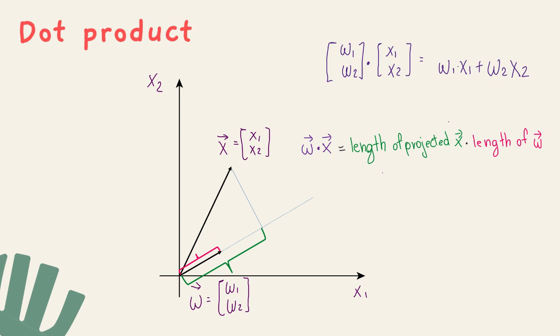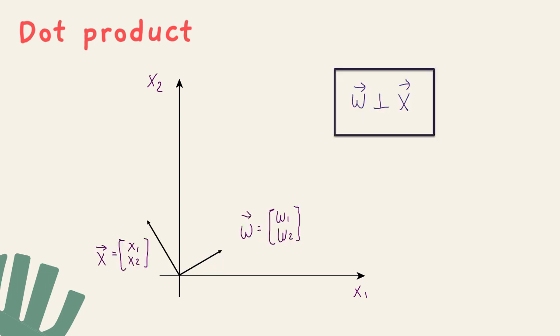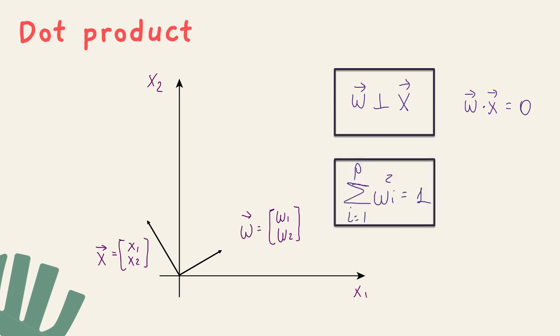Let's check a special case of the dot product, where the two vectors are perpendicular to each other. In that case, their dot product is 0. Let's also assume that w is a unit vector, and for now it's fixed, so it sits there in its two-dimensional space nice and calm.